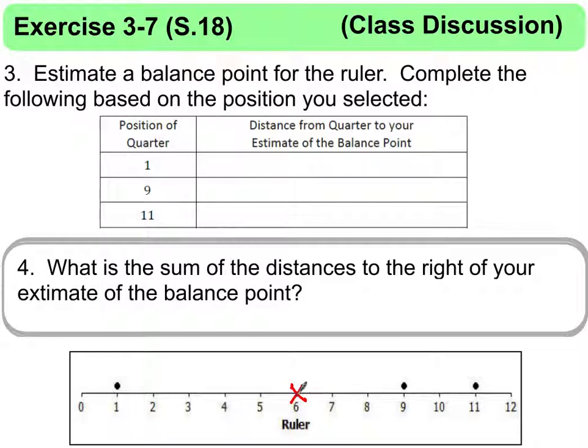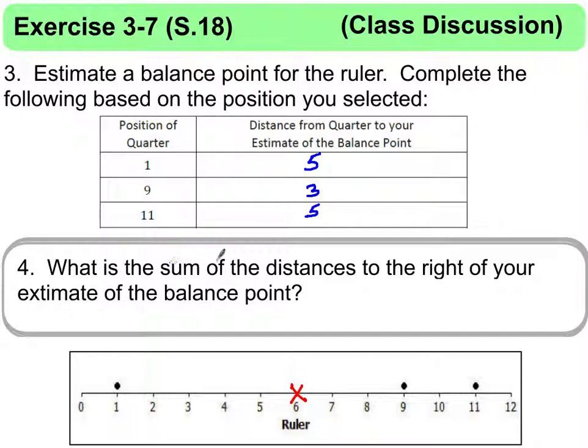So if I estimated my balance point here, this would be 1, 2, 3, 4, 5, a distance of 5 to the left of that point. If I did 9, it would be 1, 2, 3. And if I did 11, it would be 1, 2, 3, 4, and then 5. Now, no one is saying yet the balance point is 6. This is just one theoretical position that a student may have chosen.